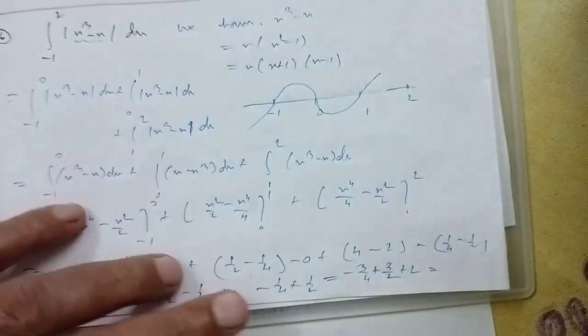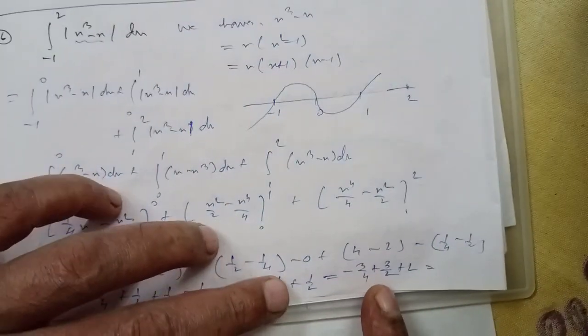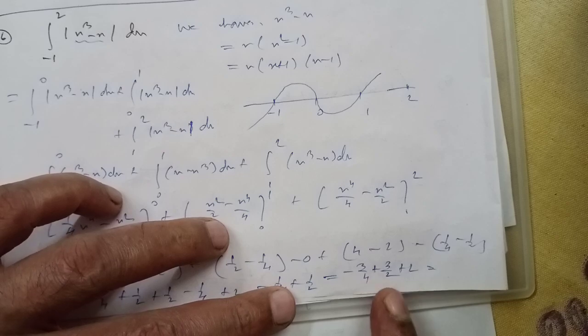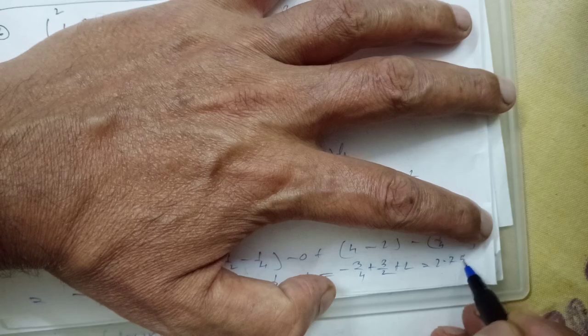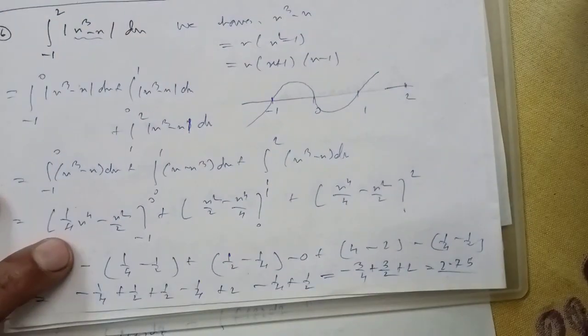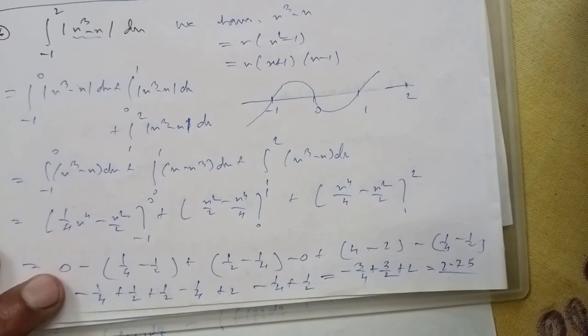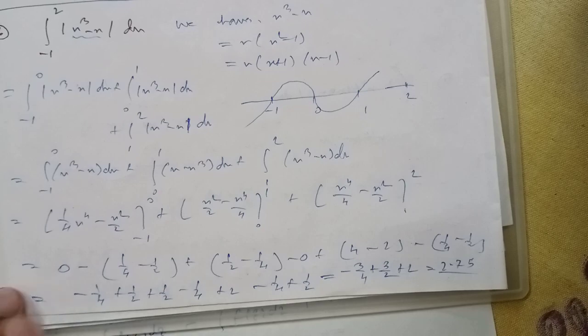So your result is 3 by 4 plus 2, that is 2.75. Okay. This was our problem number 6. Next.